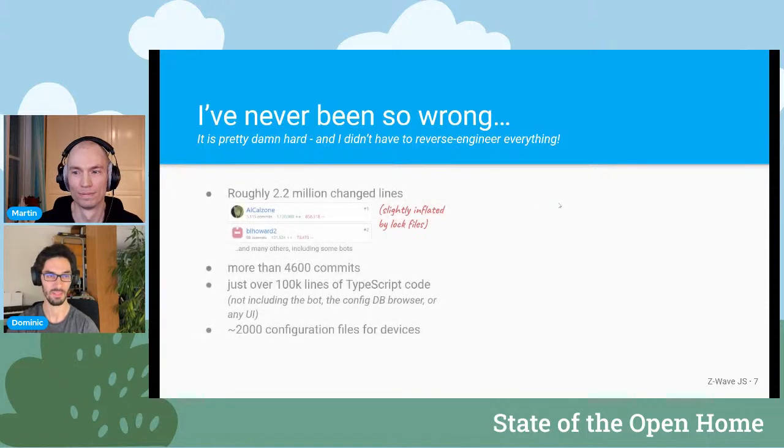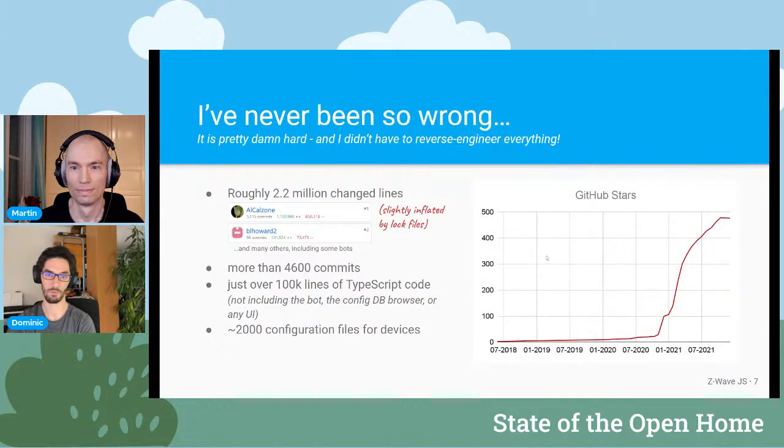So to put it in numbers, over the last few years, I've changed roughly 2.2 million lines, although that is slightly inflated by log files. My repository has more than 4,600 commits, which add up to just over 100,000 lines of TypeScript, and that does not include the repository board, the config browser, or any user interface built on it. We have about 2,000 configuration files for devices, those where we define the available configuration options, etc. And many of those are handcrafted, although we could import a bit.